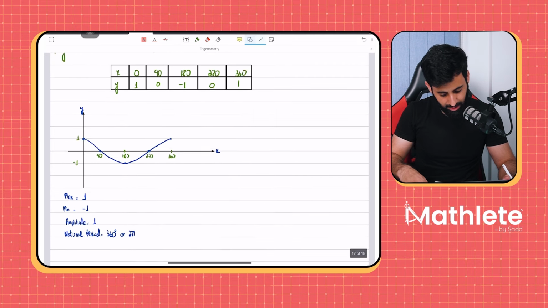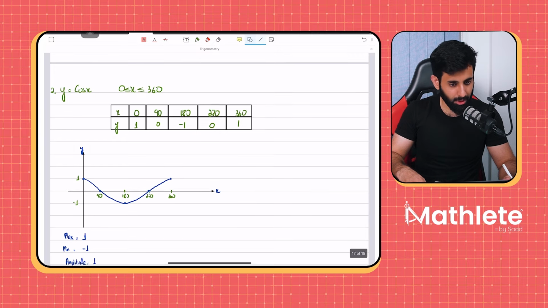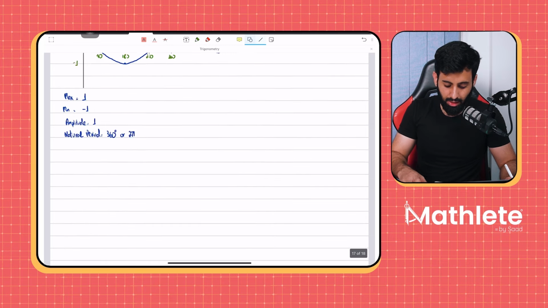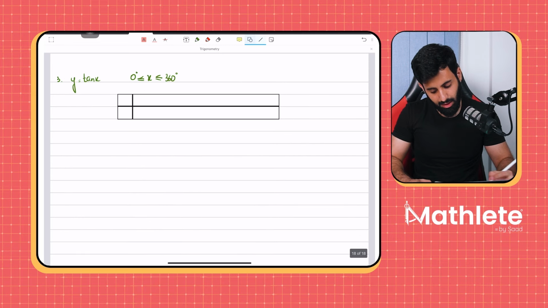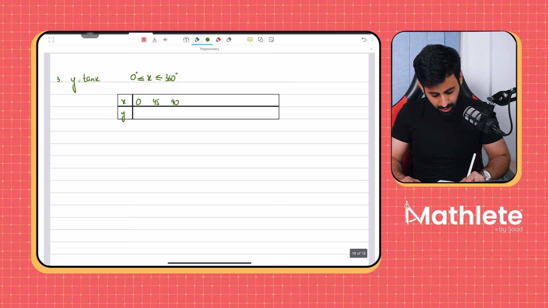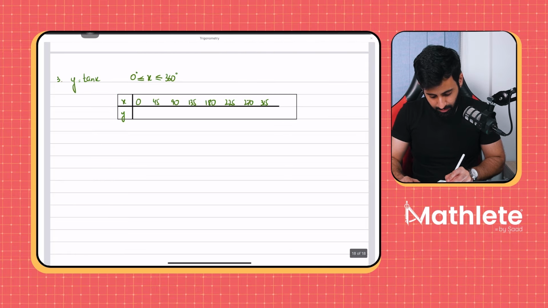So in the case of sine and cos, the step that we opted for was 90. In the case of tan, the step that we're going to opt for is 45 degrees. So 0, 45, 90, 135, 180, 225, 270, 315, and then finally 360.